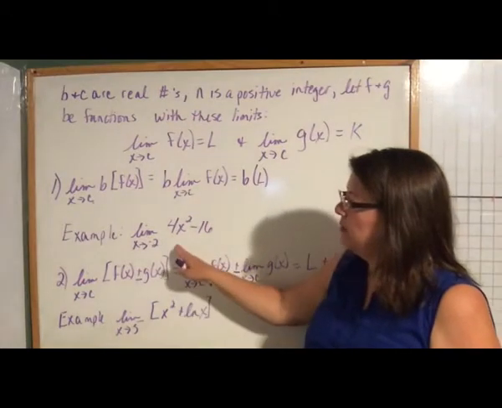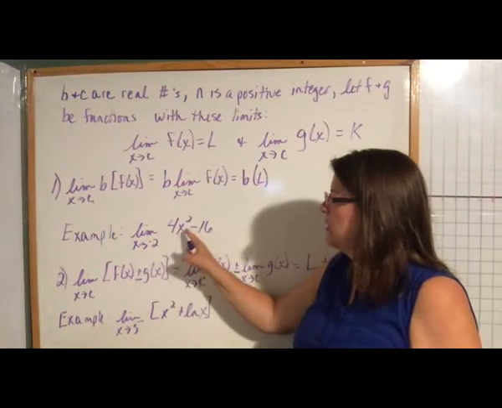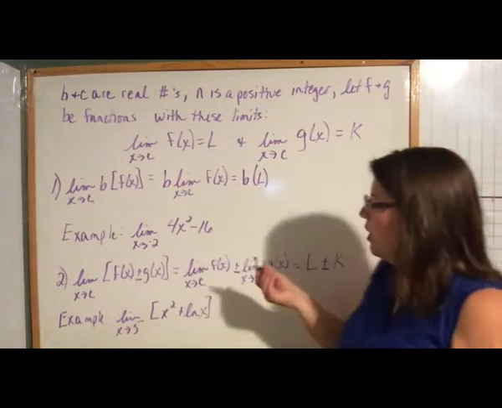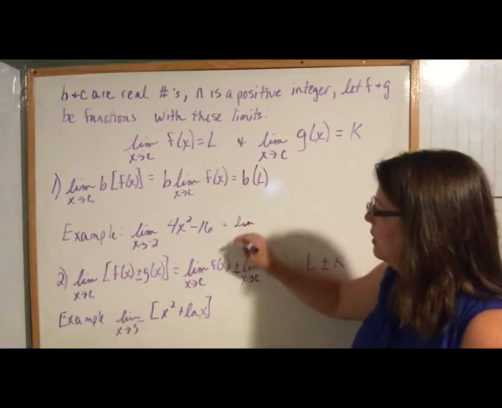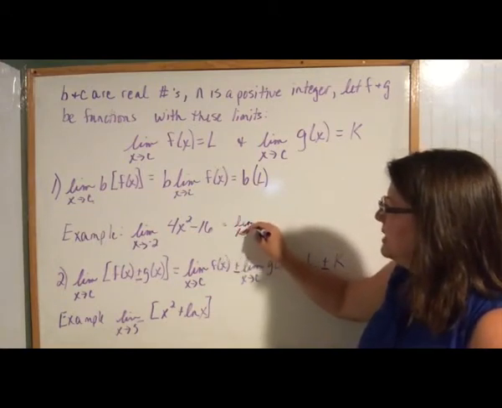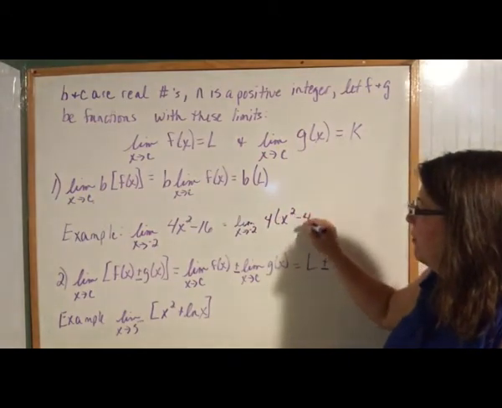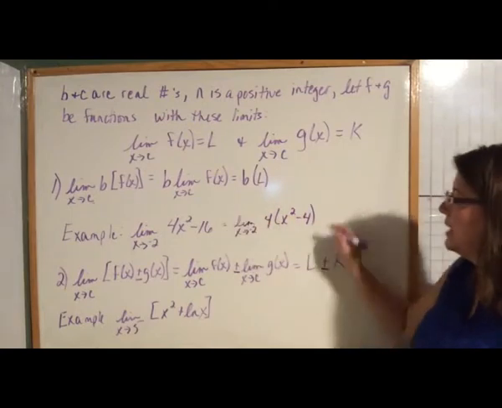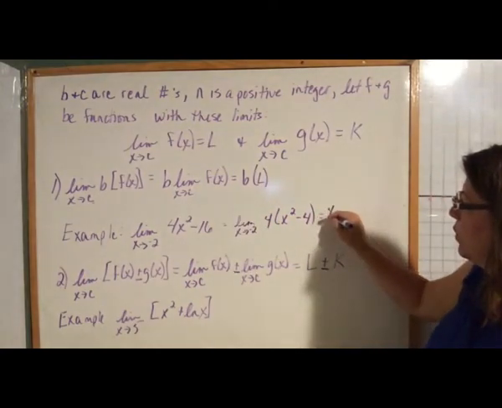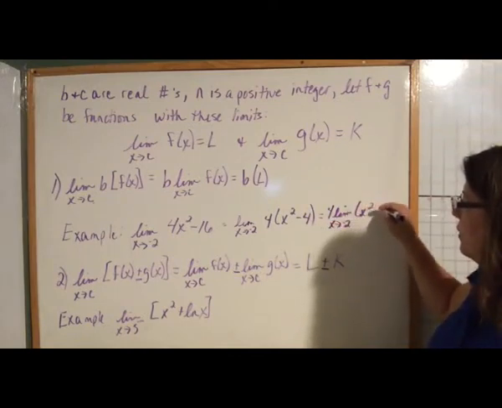So an example of that would be right here. If we have the limit as x approaches -2 of 4 times x squared minus 16, hopefully you notice there that the 4 has been multiplied by that entire function. So I can bring it out. That's 4 times x squared minus 4. And then I can take the 4 and move it to the front of the limit. So that's 4 times the limit as x approaches -2 of x squared minus 4.